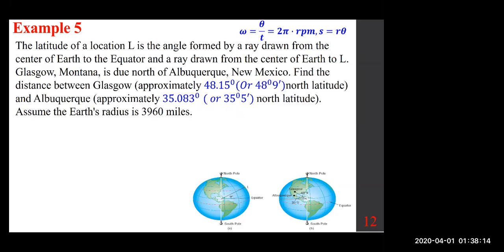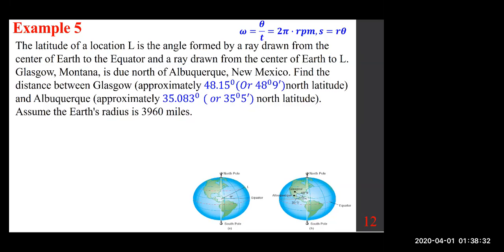Assume the Earth's radius. I'm sorry, 35 degrees 5 minutes. My apologies. Minutes. Okay. 35 degrees prime and 5 minutes. If there is one prime, it's minutes. If double prime, it's seconds. Go ahead, please. Okay. Thank you.